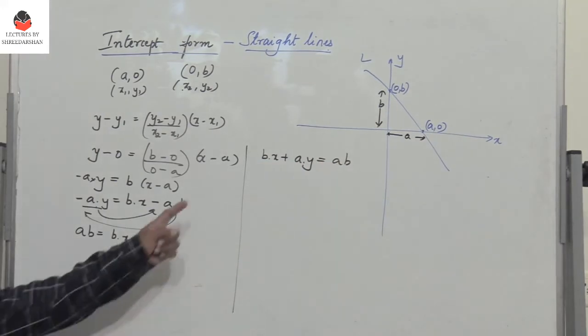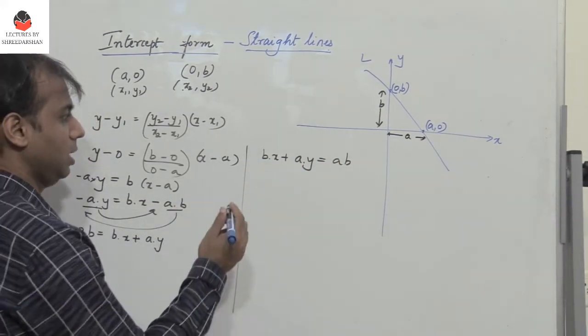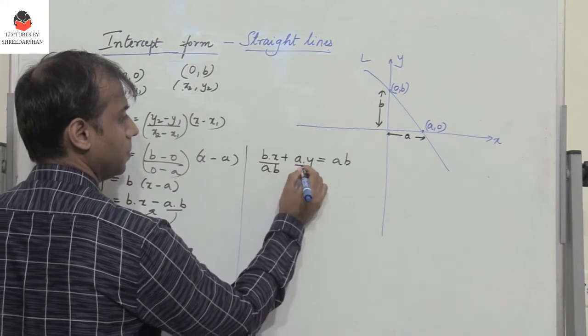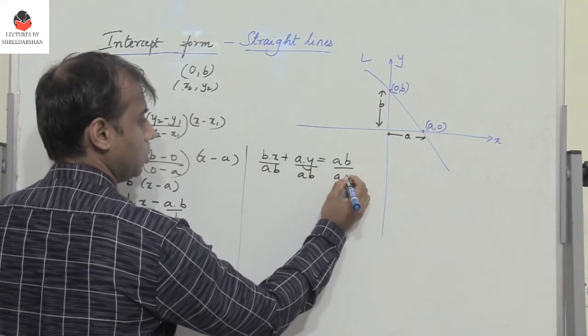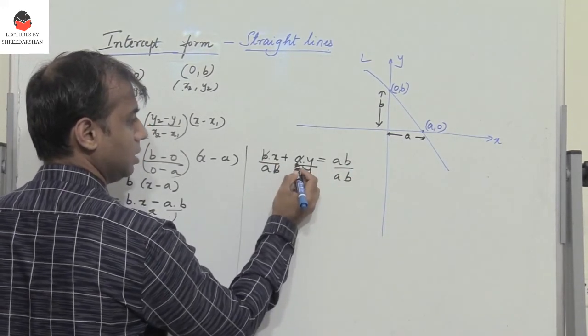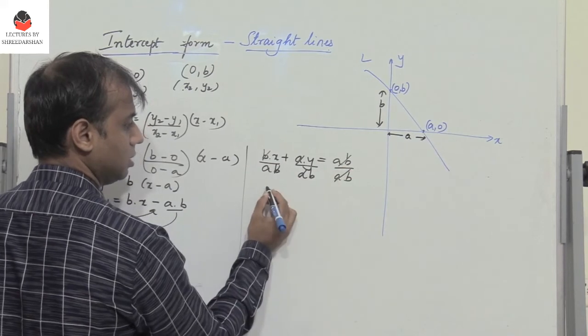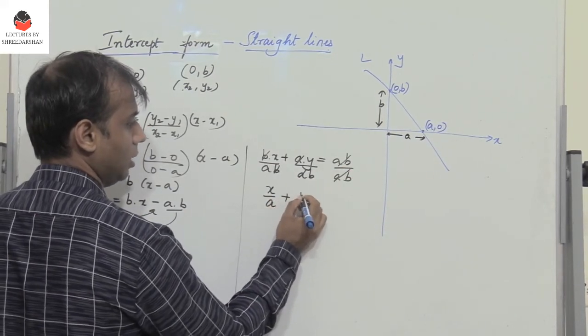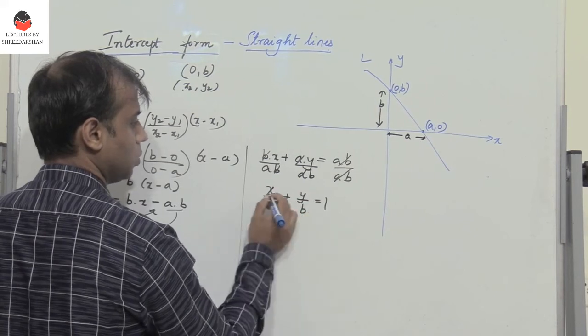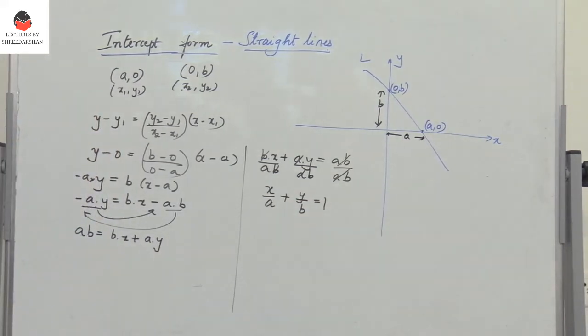So divide this entire expression by ab. So I divide it by ab. So when I do that, b gets cancelled here, a gets cancelled and ab gets cancelled. So we have x by a plus y by b equals 1. So this is the intercept form.